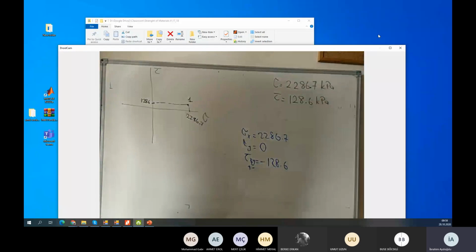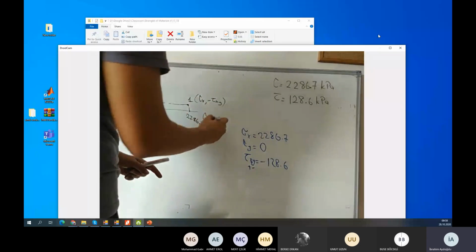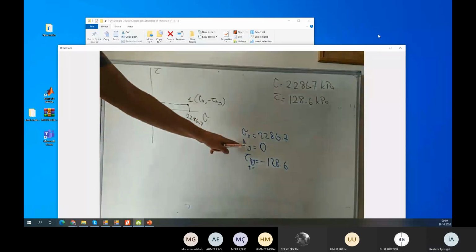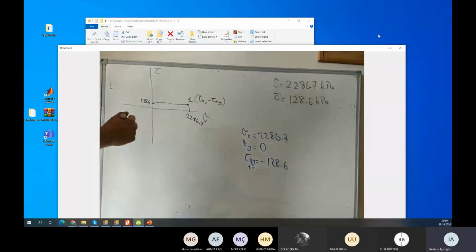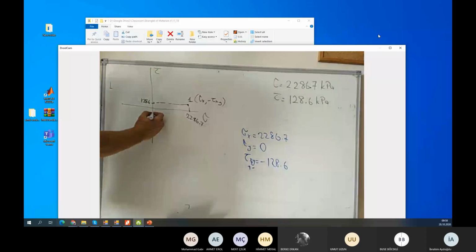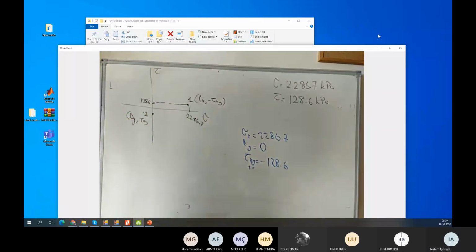So I need to write the second point. Second point is sigma y, tau xy. So sigma y is 0, you can see. Tau xy is negative 100. I don't need to write the value. So this is my second point. Okay. Sigma y, positive tau xy. Okay. Like this.